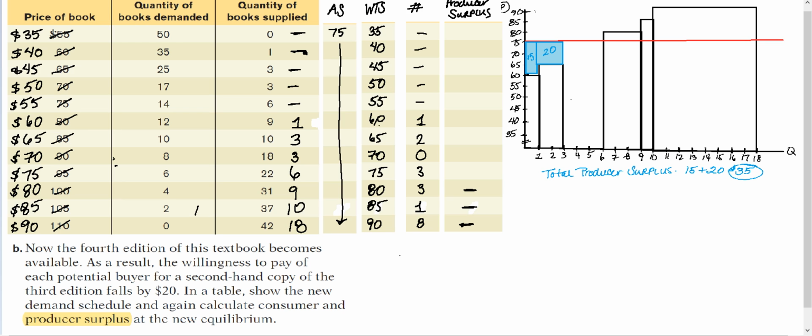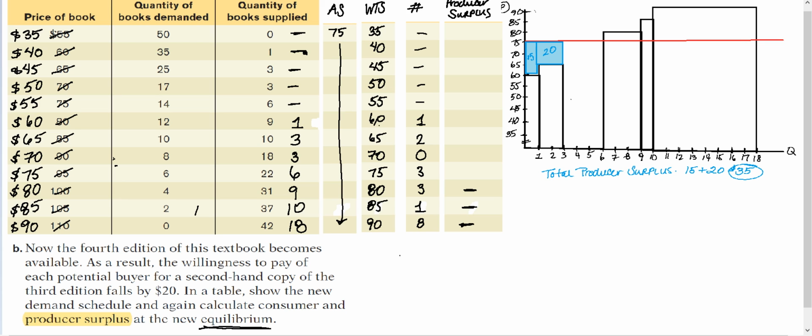Now, in this market, they've asked us to consider the market price at equilibrium. So at this new equilibrium, when the willingness to pay of consumers dropped by $20, we have an equilibrium of $75. That's where quantity of books demanded equals the quantity of books supplied. And in both cases, it's 6. 6 books demanded, 6 books supplied. So the actual selling price then is $75 all down the line.